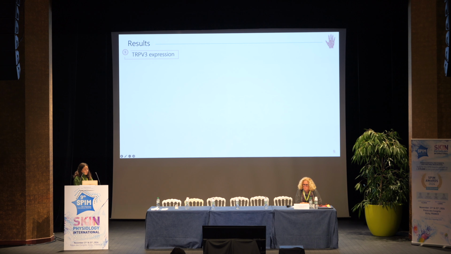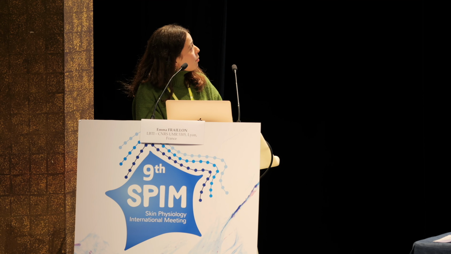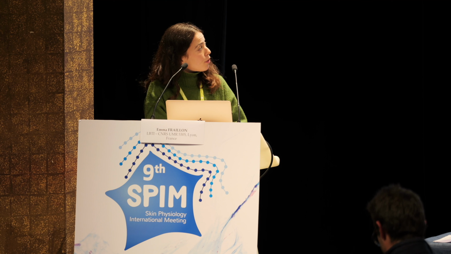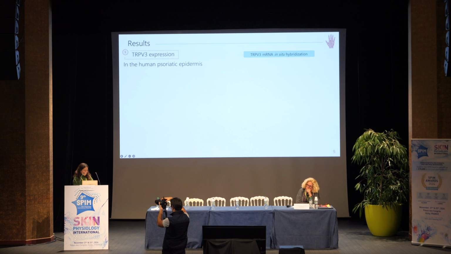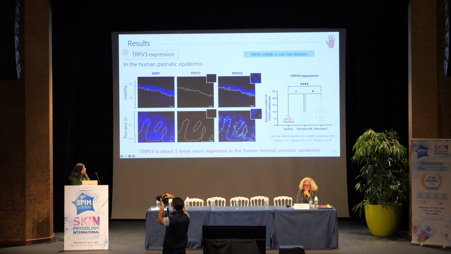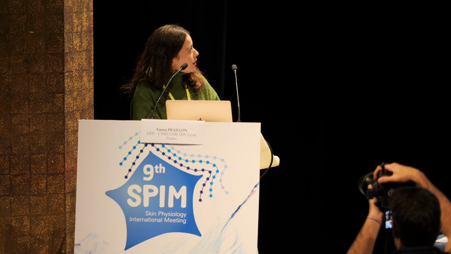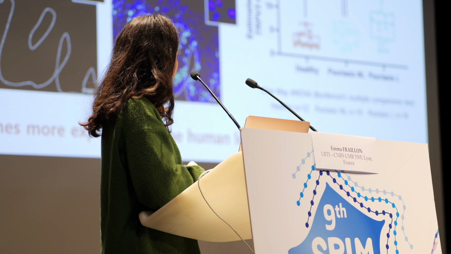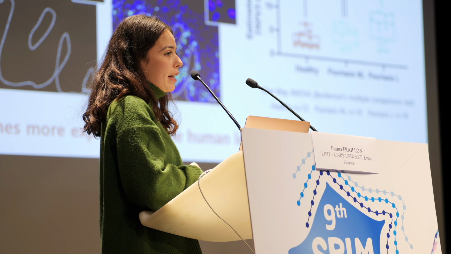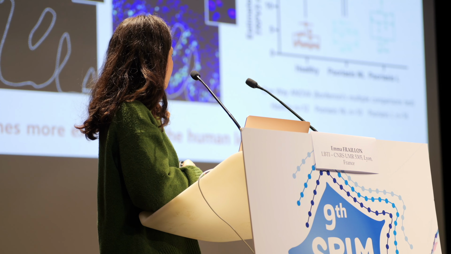So first, for TRPV3 expression, we first looked at this in the human psoriatic epidermis by performing TRPV3 mRNA in situ hybridization. And you can see on those microscopic images that the red signals corresponding to TRPV3 mRNAs seem more intense in the epidermis of patients suffering from psoriasis compared to healthy controls.